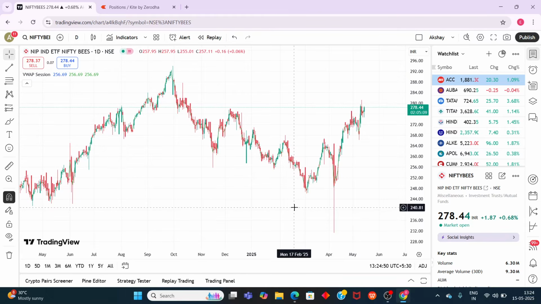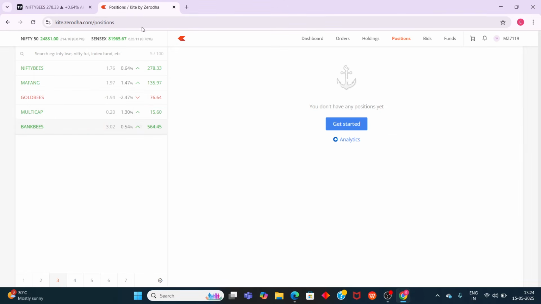Once you arrive at this amount, the next step is to go back to your trading terminal. I'll be using Zerodha. If you're using Motilal Oswal or Upstox, you can find the watch list there. You can add the list of ETFs where you have considered investing. I have considered a total of 5 ETFs, based on what I discussed in the previous video. These are the top 5 diversified ETFs: Nifty Bees, FANG, Gold Bees, Multicap, and Bank Bees.